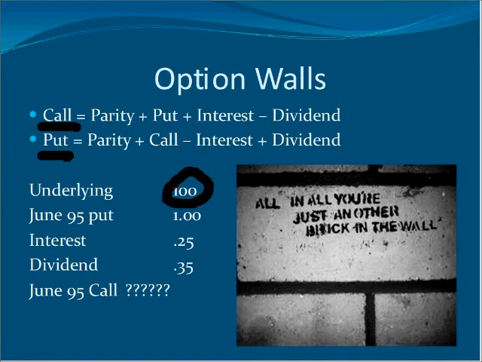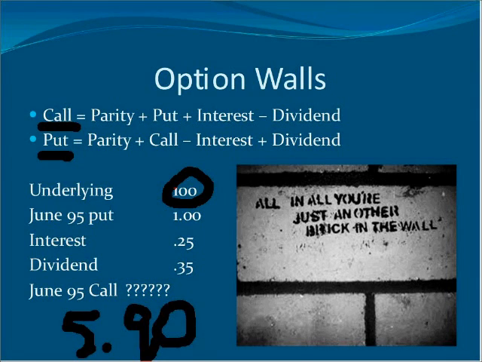So in this case, parity for the 95 call is $5. The put is $1, so that would be $6. We know that the interest is a quarter, that's 6 1/4. The dividend is 35 cents. So we can say approximately this call should be worth $5.90. And we could use these principles to, again, pass the eye test of what makes sense when it comes to valuations.